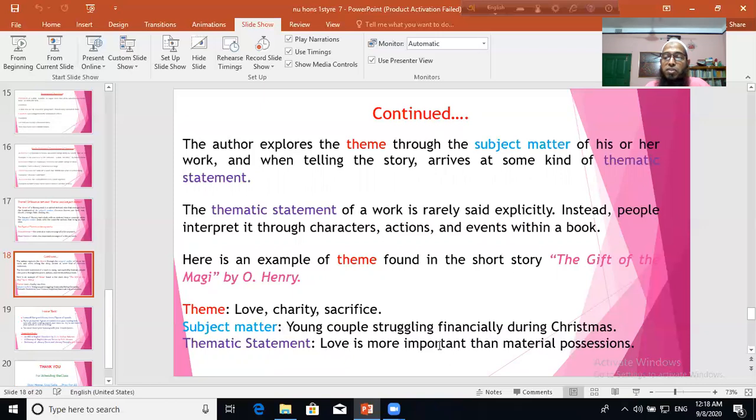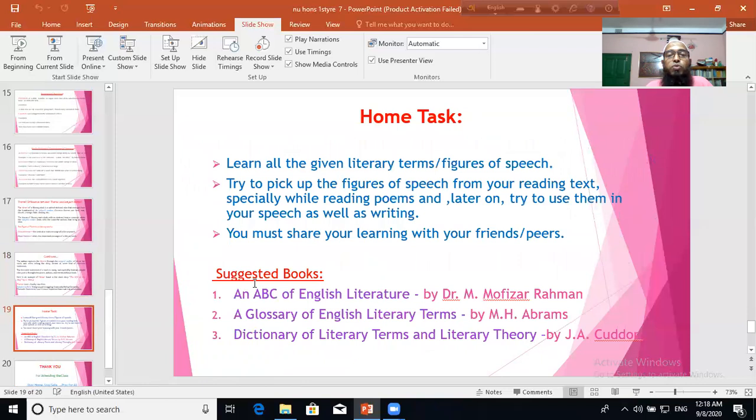This is a thematic statement. So I have tried to show you some of the important literary terms in this short time, but there are so many. You have to read some books for this. If you understand these literary terms, then you will really enjoy literature. Otherwise, you will not find comfort while reading any novels, dramas, or poems. That's why you must try to learn these literary terms and figures of speech.